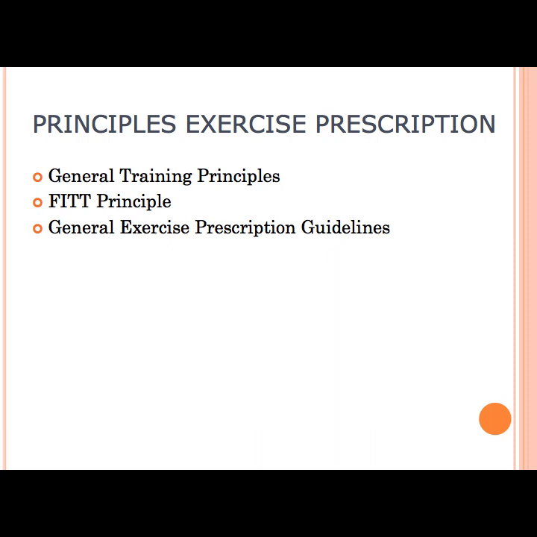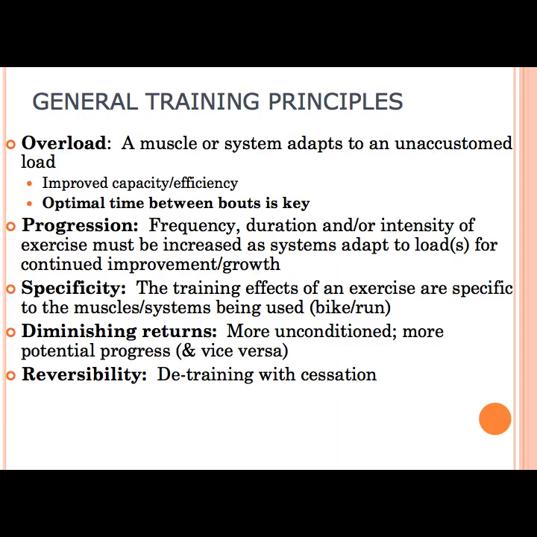and then also just cover some generalized exercise prescription guidelines. So when we talk about generalized training principles, the adaptations that we are trying to accomplish when we are exercising all has to do with overloading of the system. And this might be the cardiovascular system, the respiratory system, or it might just be the muscles that we are currently using during that exercise.